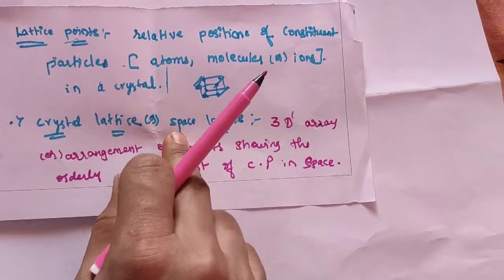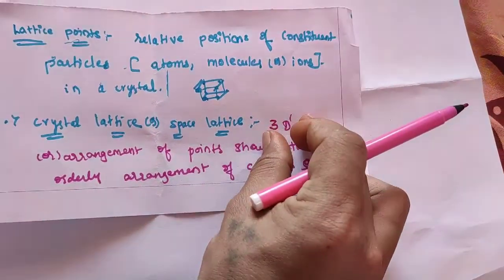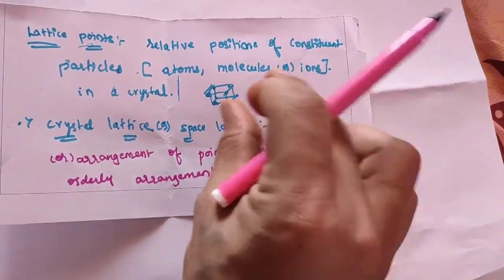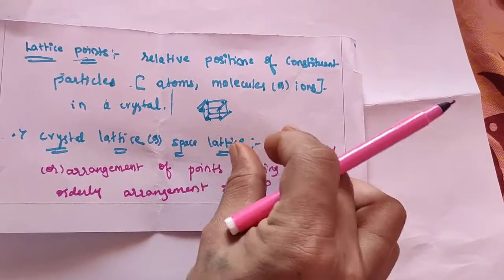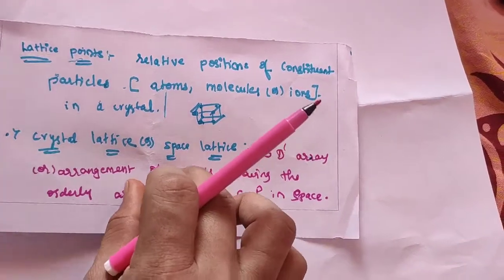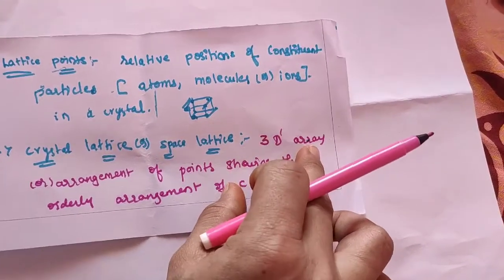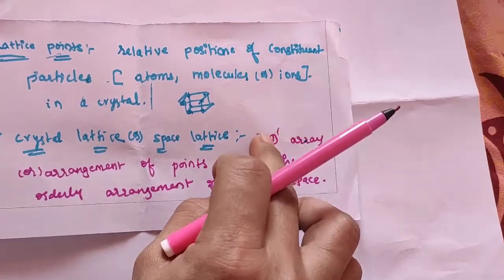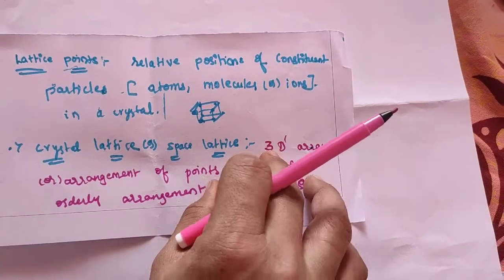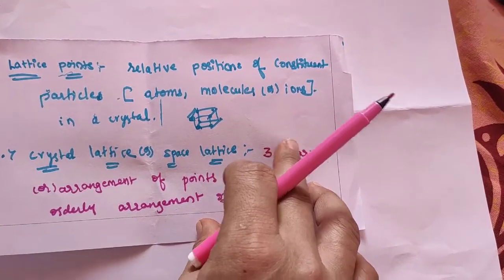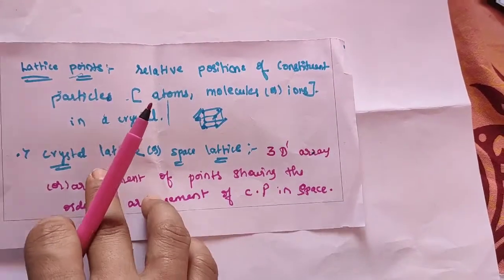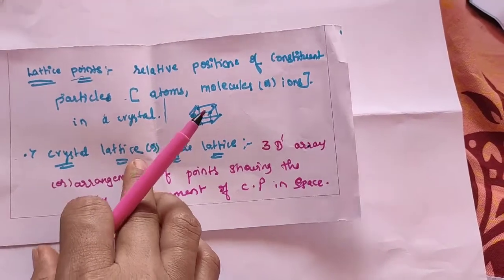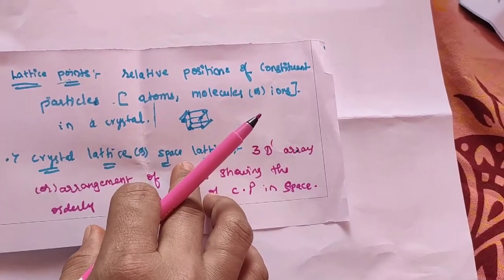So the crystal lattice indicates that it is a three-dimensional arrangement. We have to imagine that the points are arranged in a three-dimensional way. So 3D in the sense we have to understand it as imaginary points. So this is about the crystal lattice or space lattice.